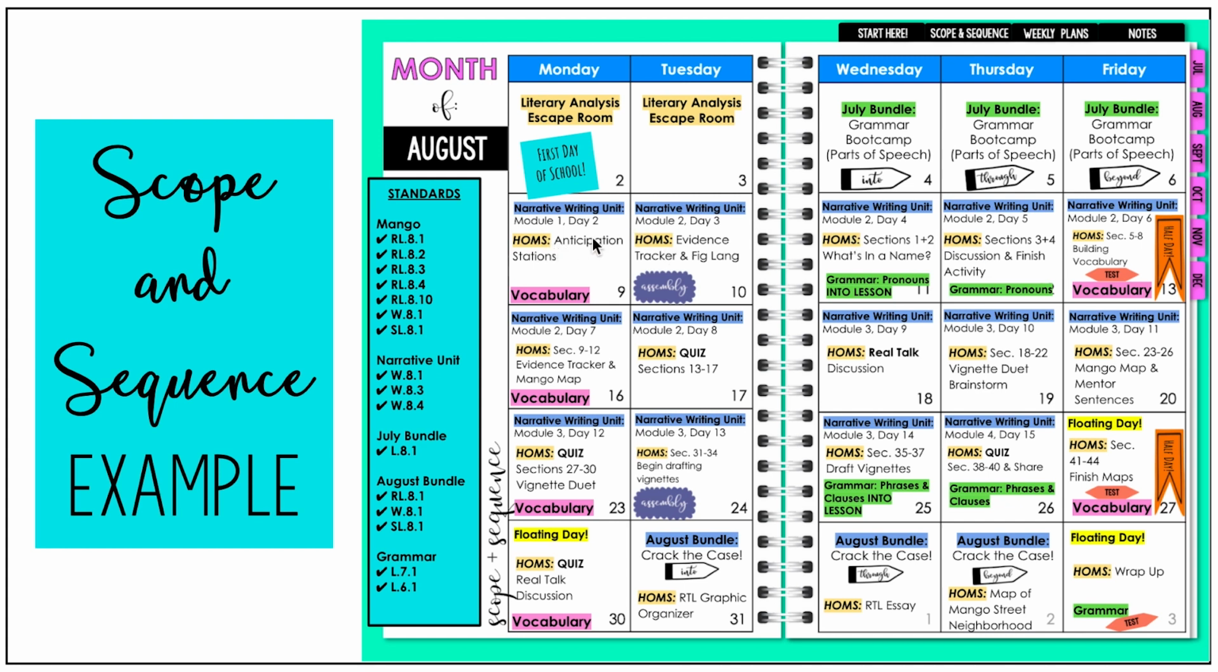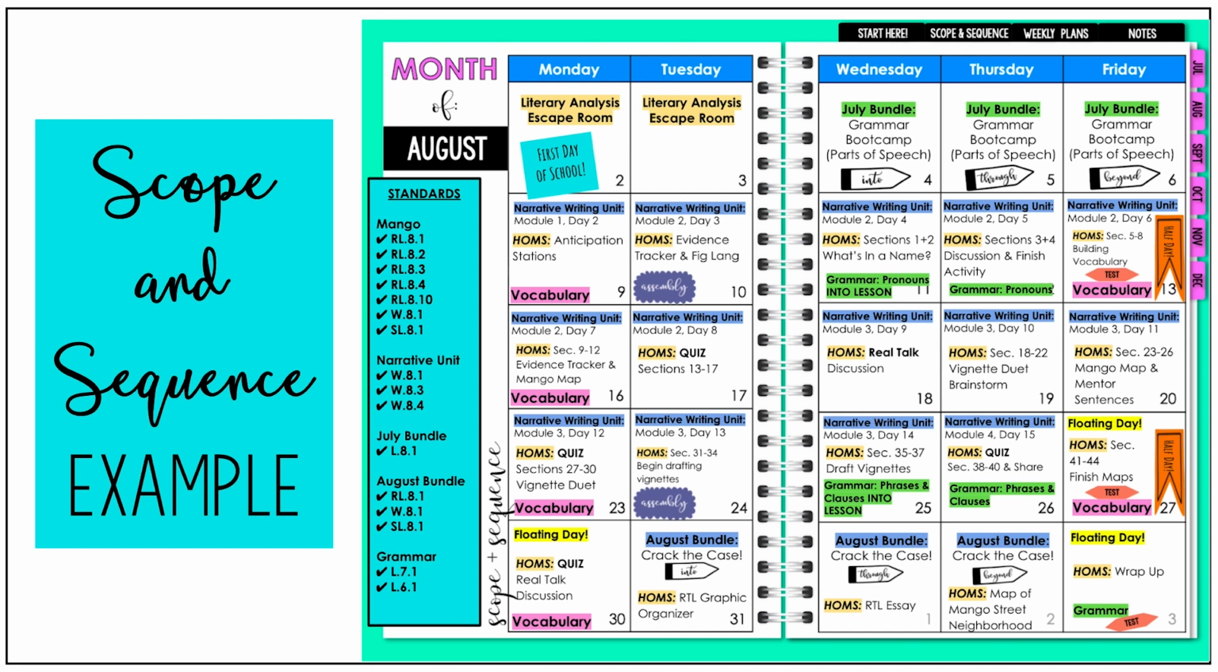So I know, okay, this day for my 90-minute class period, I'm going to be introducing narrative writing. That's a little bit shorter. Anticipation stations are a little bit shorter. So I have time for my vocabulary. So I'm really finagling my schedule and also being incredibly intentional about what I'm teaching on any given day. And having a scope and sequence like this is going to allow me to do that as opposed to flying by the seat of my pants.